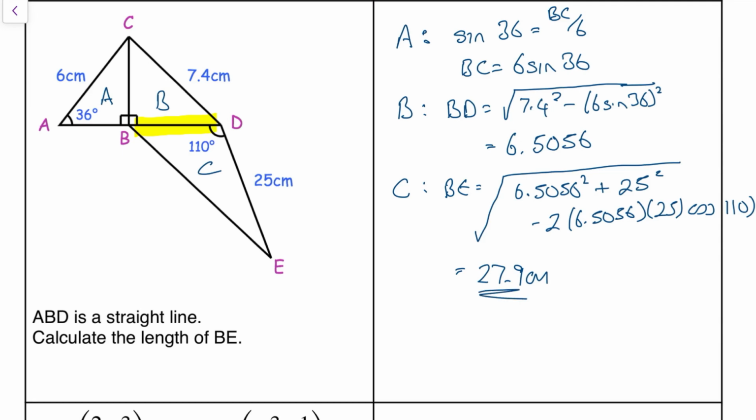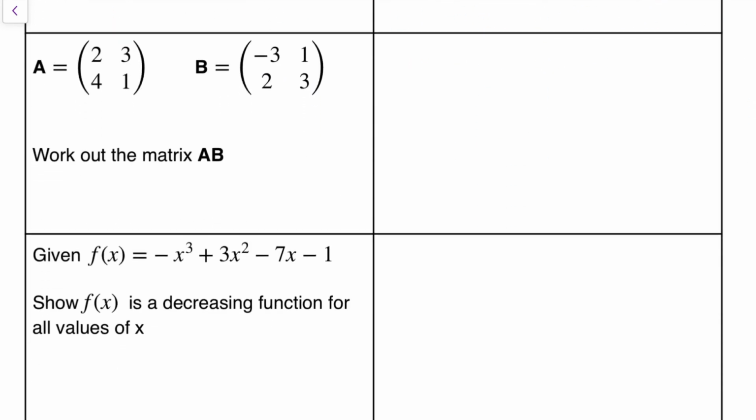Deep breath, because that's quite a tough question. Actually, it wasn't that hard, was it? It's just being careful with your working, but 3 different bits of trig to deal with there. Good question. Next question. Work out the matrix AB.